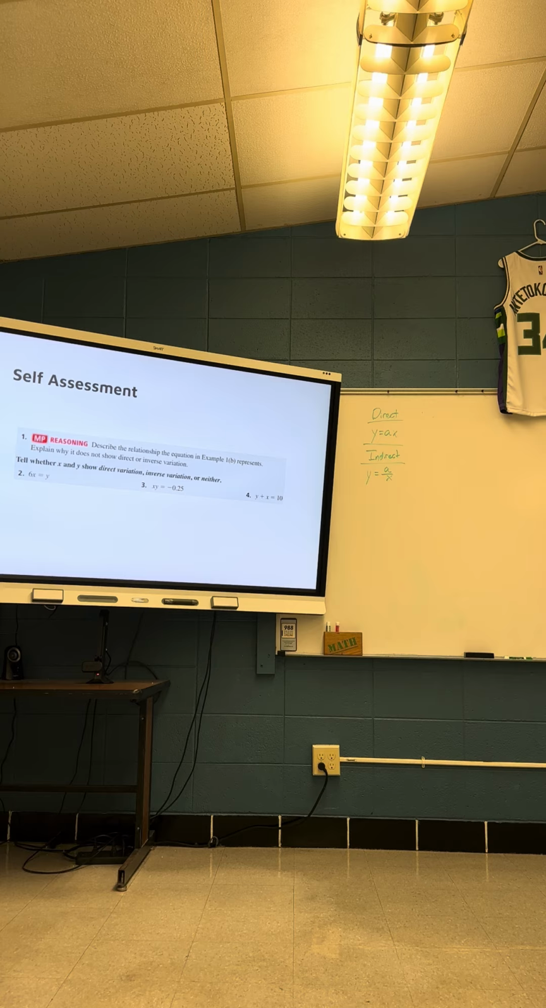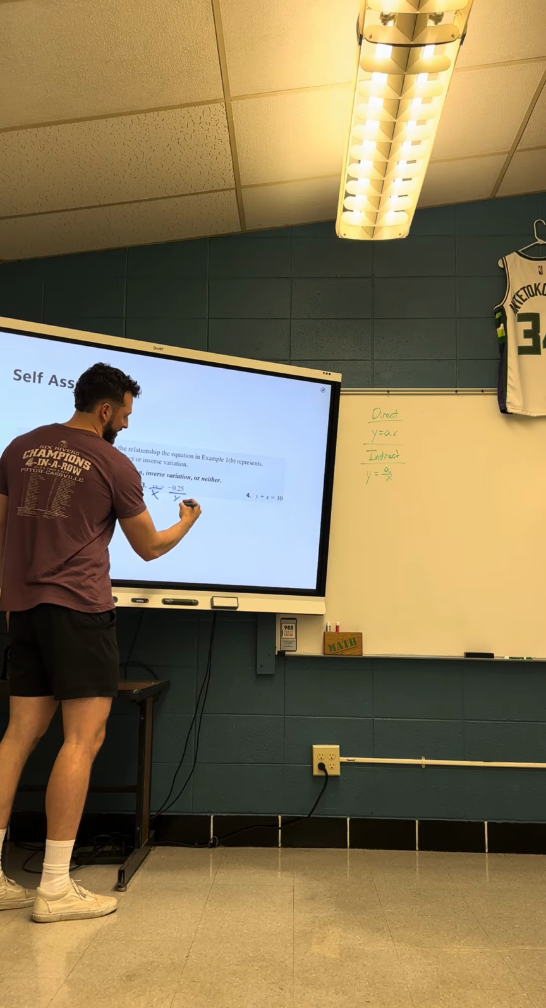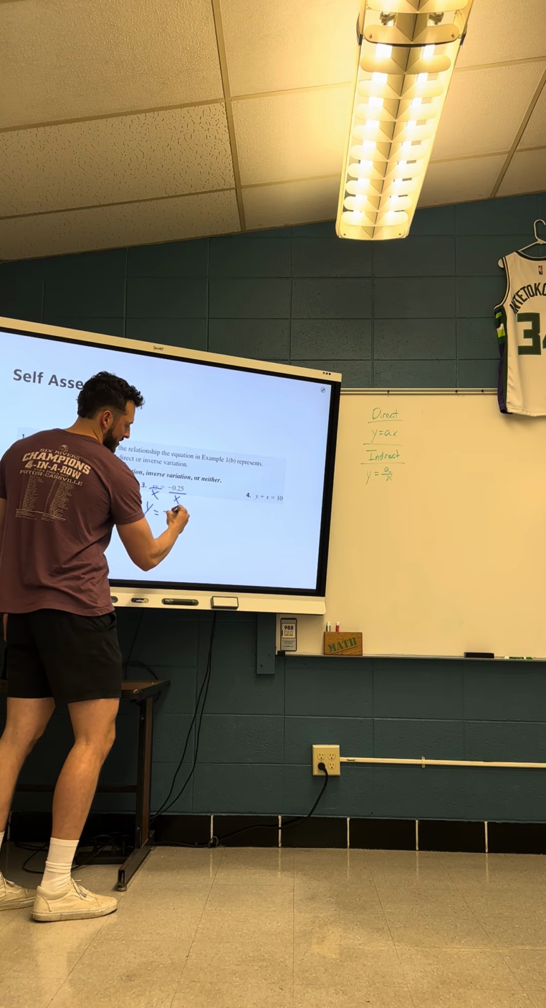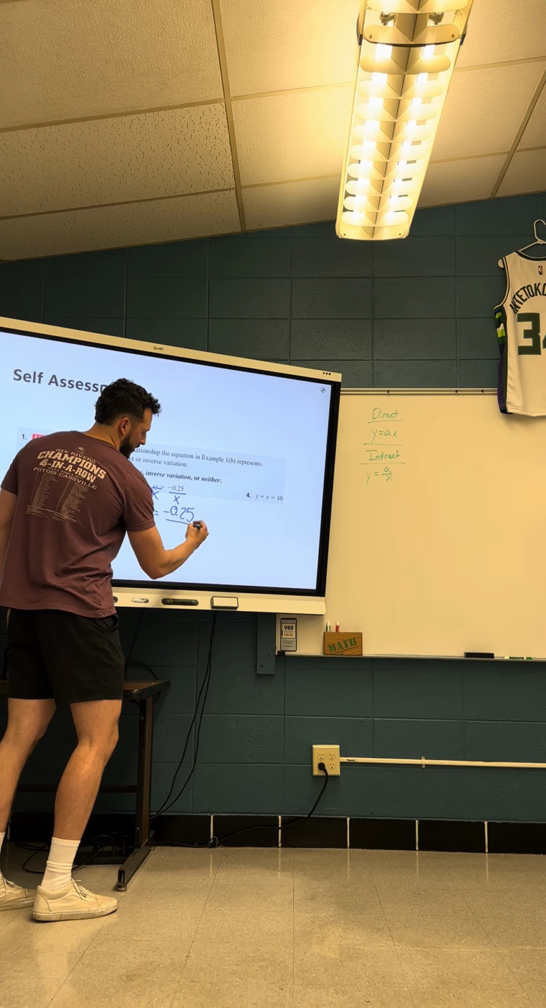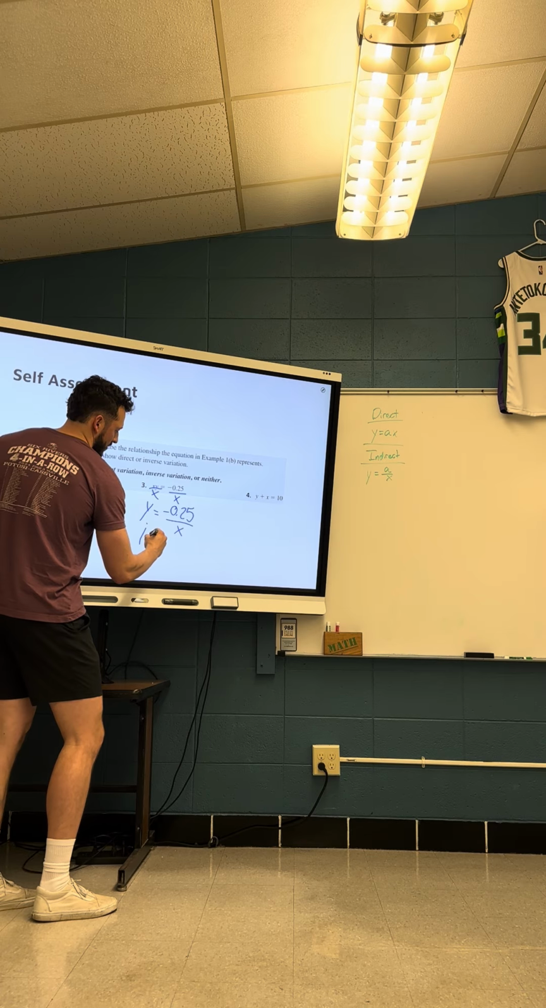Just a couple of examples here. We've got y equals 6x, so things are kind of flipped around here. This is also going to be direct variation. Y equals a number times x. This one, solve for y, we divide by x. We get y equals negative 0.25 over x. This is obviously going to be indirect or inverse variation.